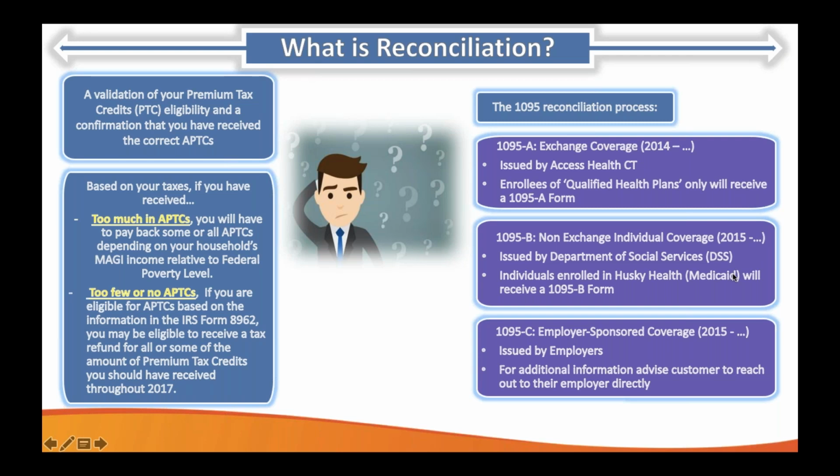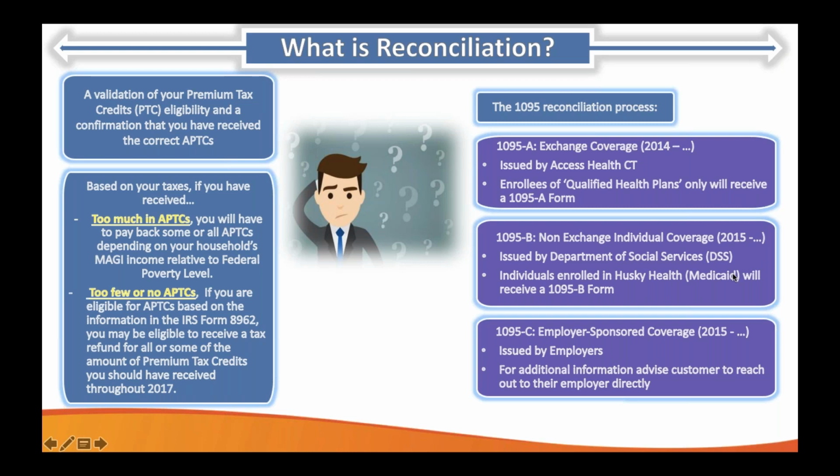The 1095 reconciliation process. So for 1095A, the exchange coverage, we started in 2014 issuing the 1095A forms. They were issued by Access Health, and it's for anyone that had a qualified health plan for at least 1 month out of a given year. The 1095B is for non-exchange individual coverages. That started in 2015, and those are issued by the Department of Social Services. Individuals enrolled in Husky Health Medicaid will receive a 1095B form.